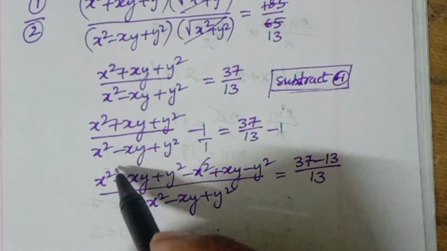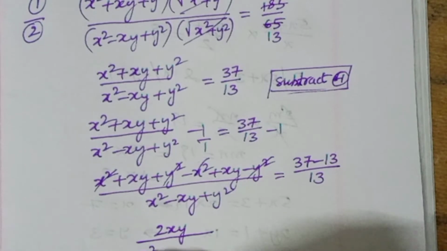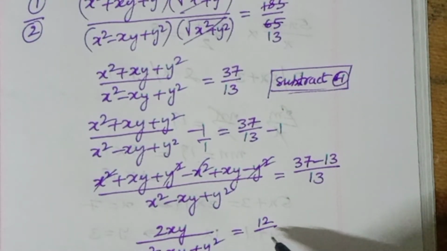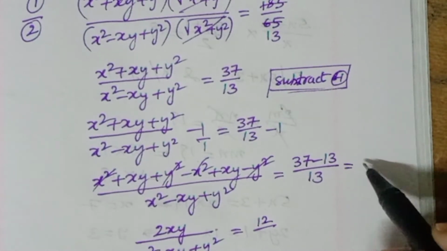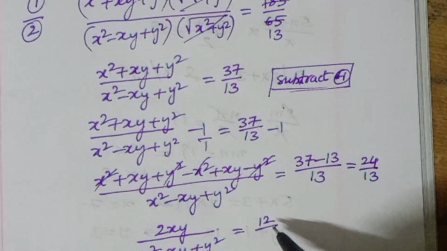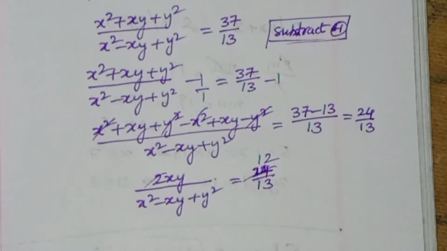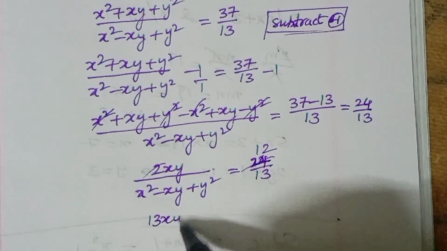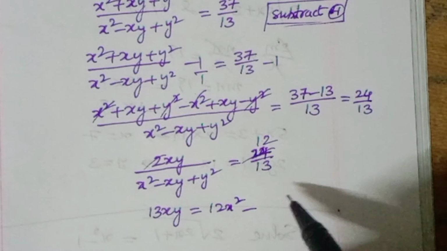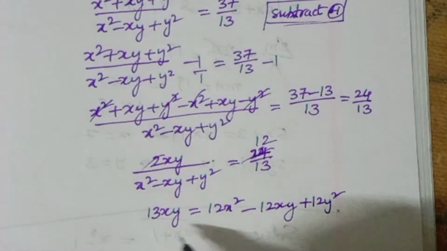So here the x² and y² get cancelled. 2xy by (x² − xy + y²) is equal to 24 by 13. Here 24, you can cancel, so here you'll get 12 by 13. So if you cross multiply, 13xy is equal to 12x² minus 12xy plus 12y².